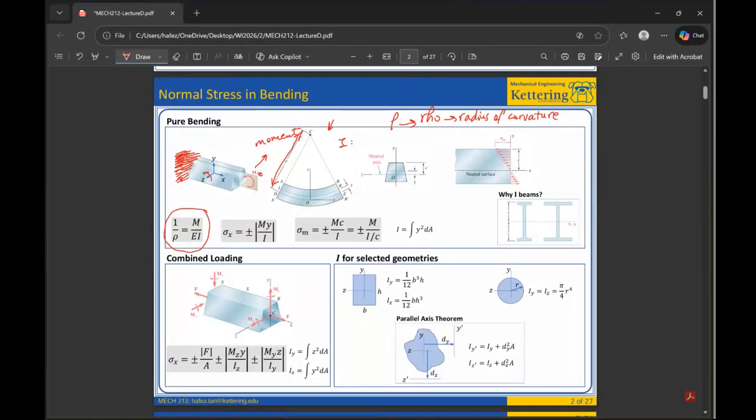What's your point? I is, instead of second polar, take out that polar, second moment of area. So if you just take out polar, it becomes a new parameter, and that's I. This time it's a measure of resistance to bending.